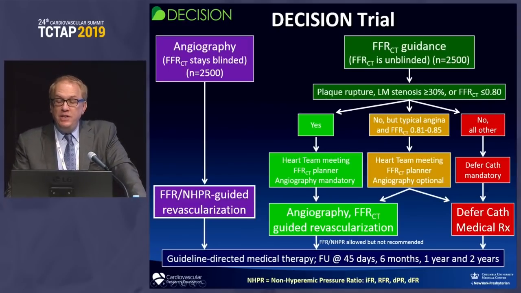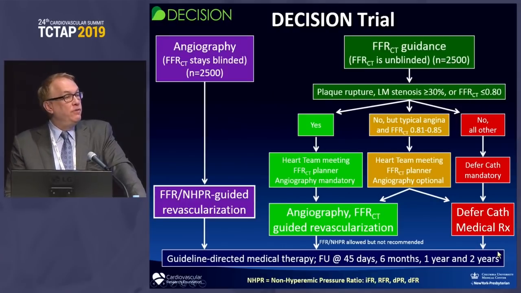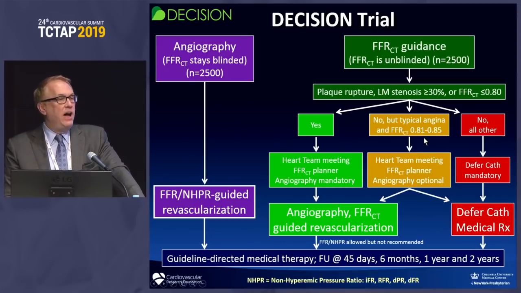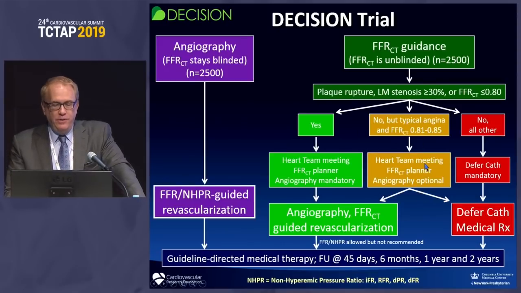If the FFRCT is greater than 0.8 and none of these are present, then cath will be deferred for medical therapy. And there are some intermediate scenarios which will give the operator some leeway to go to the cath, for example, an FFRCT of 0.81 to 0.85 with typical angiography.